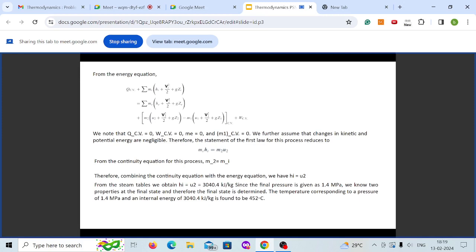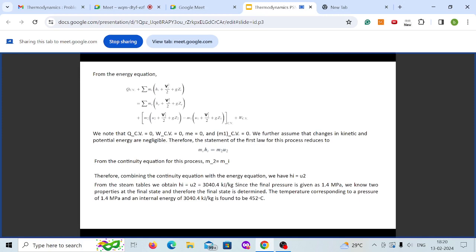So QCV plus Mi into Hi is the mass which is coming in. So that has some enthalpy. So that plus it will have some potential energy and kinetic energy. So Mi into Vi square by 2 plus Mi into Gzi. So this is the mass which is coming in.